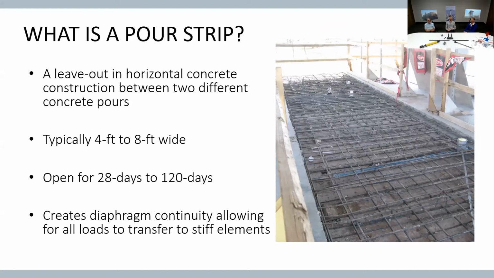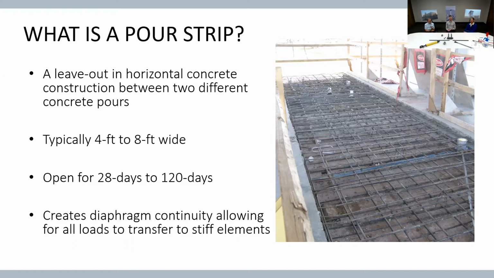And so these leave-outs between two slabs are absolutely necessary if you want to have a reasonably crack-free floor system. And they're typically anywhere from 4 to 8 feet wide and open for 28 to 120 days, maybe. I think some contractors, or designers like Arup, have pushed it out to 6 months, maybe because they can. And the reason for the pour strip, of course, is to get continuity of the slab. You need the shear, you need the flexure, and then for the diaphragm portion of the slab, you need the continuity of the chord steel.